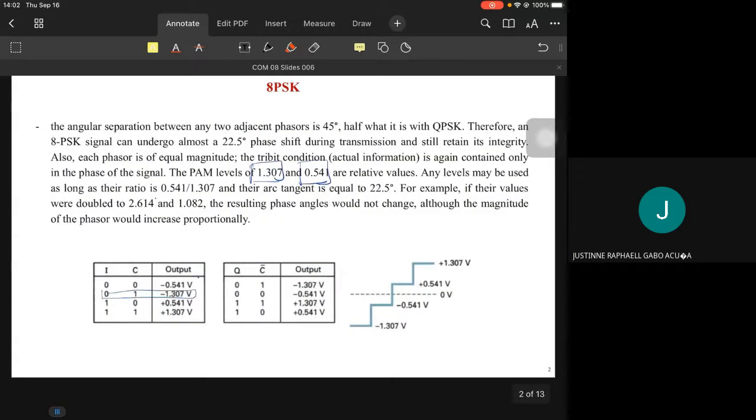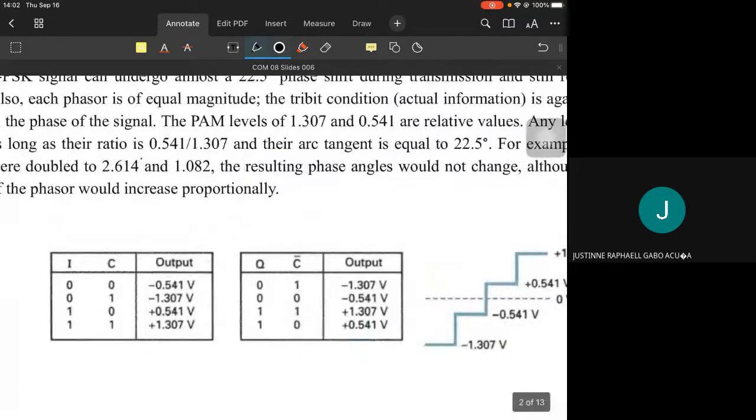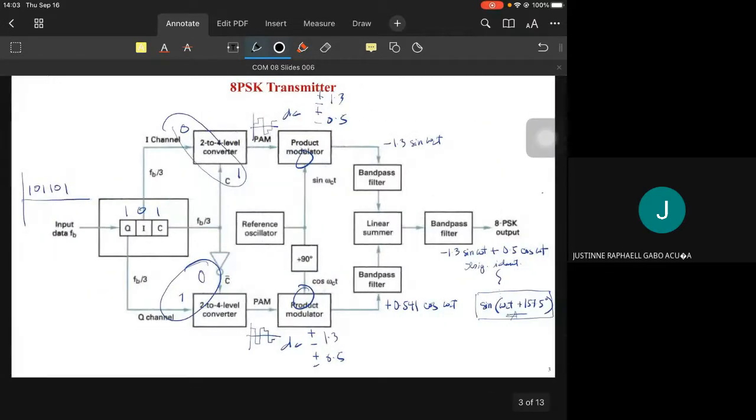Transmitter, it should be. So, just as a review, we have 8 possible outputs for our 8PSK transmitter. Based here, we have 4 possible outputs: positive and negative 0.54, negative 1.307, positive 0.54, and positive 1.307. So those are four levels just before the modulator.